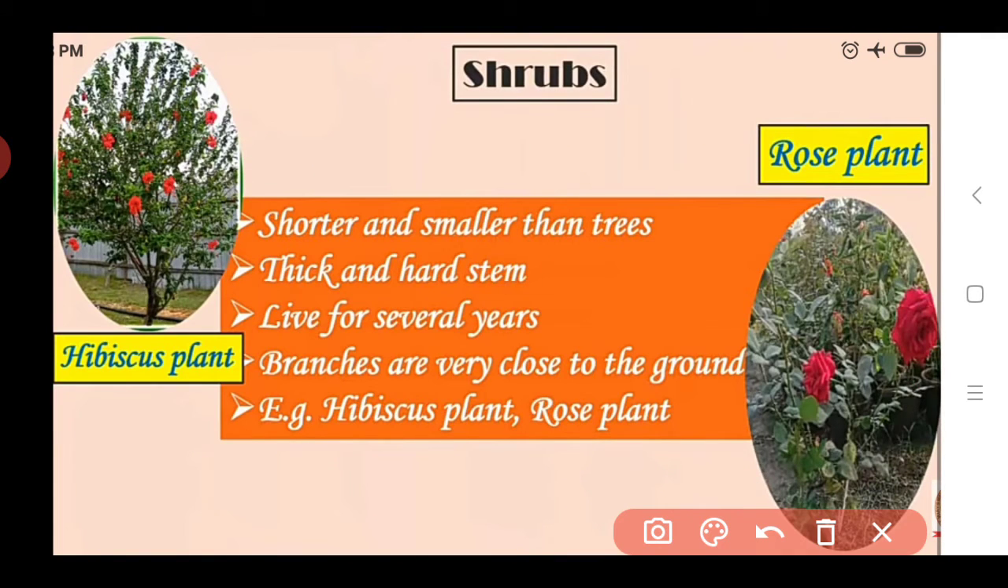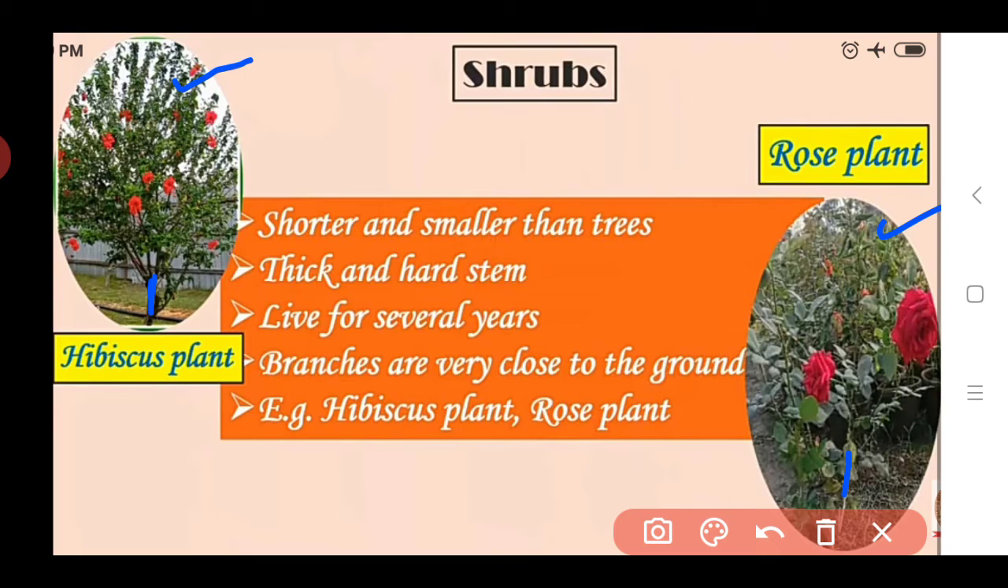These shrubs are shorter and smaller like this. If we see this hibiscus plant and this rose plant, they are shorter and smaller than the trees. If we see the stem of the hibiscus plant and the rose plant, it is a thick and hard stem, and it lives for several years, which means the lifespan is several years. It bears flowers from time to time on its branches.